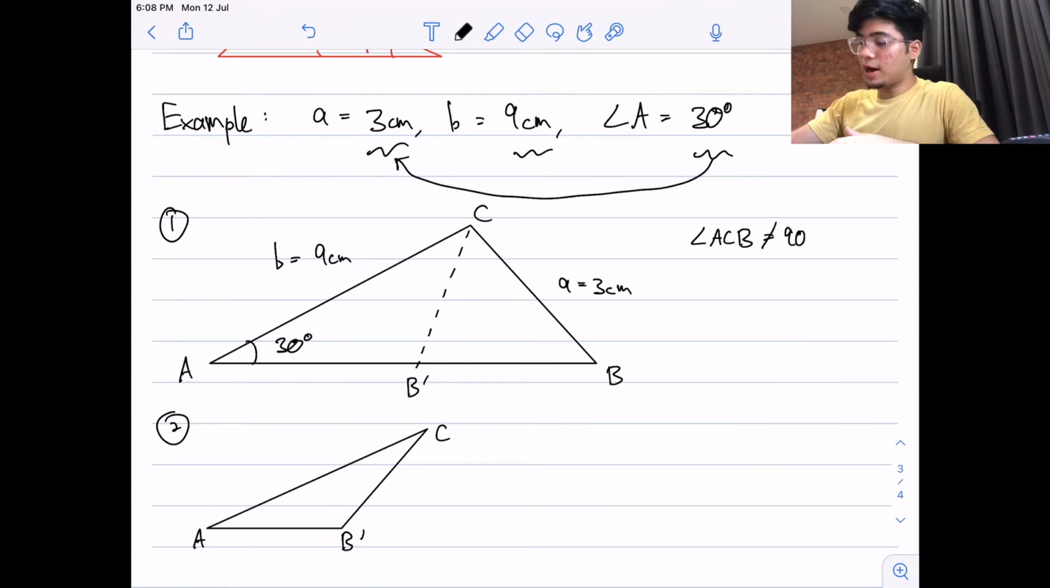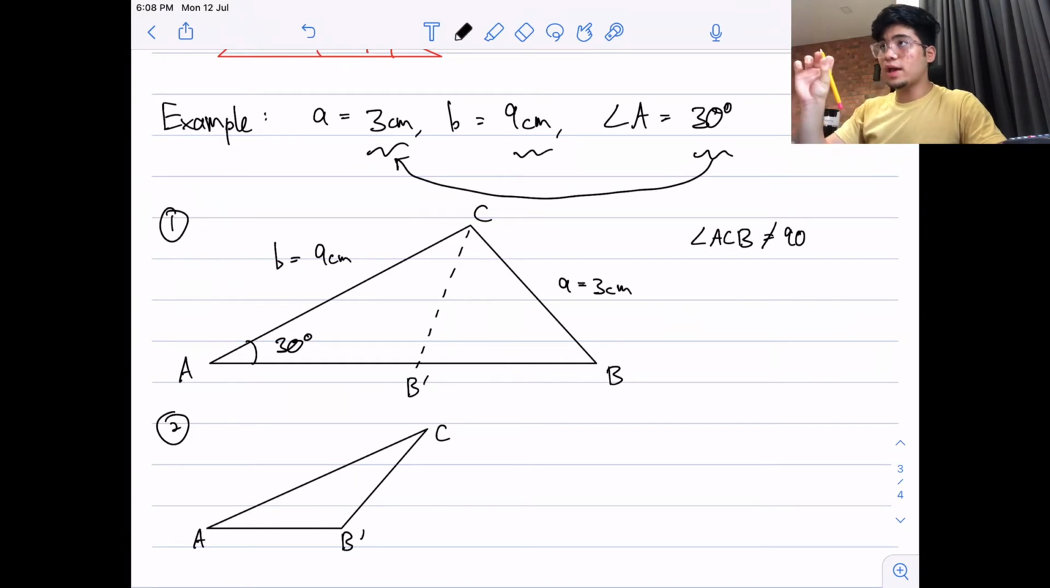CB is the one that can be changed, it can move. And AB, because they didn't give you side C, that means side C is not constant. It can be shorter or it can be longer, as long as b is still 9 cm, a is still 3 cm, and angle A is still 30 degrees. That's how the ambiguous case works.